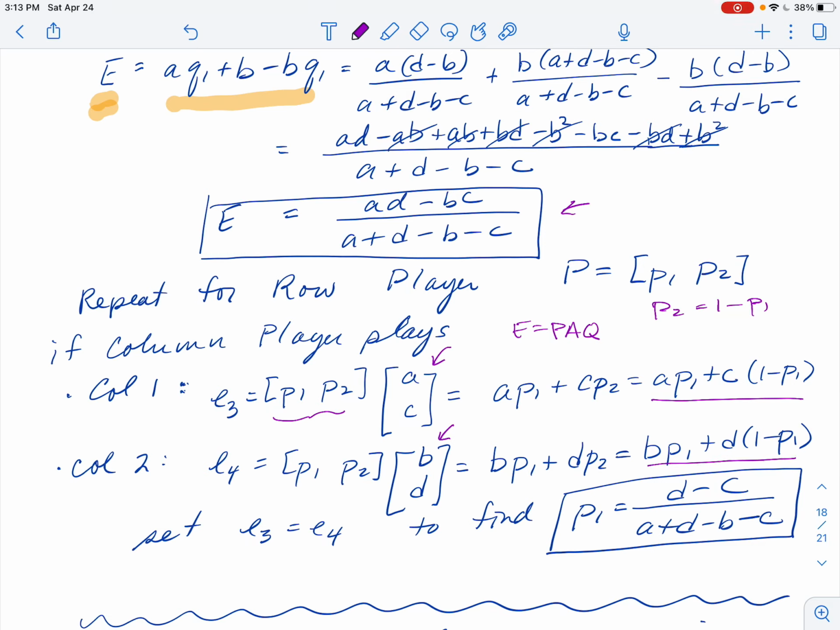And the reasoning is very similar to what we did before. We want to set those equal to each other. And you'll just use some algebra when you do that to solve for P1. So P1 is D minus C over A plus D minus B minus C. And there you have it.